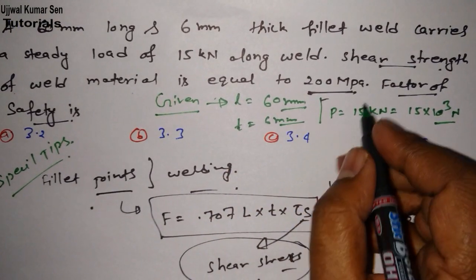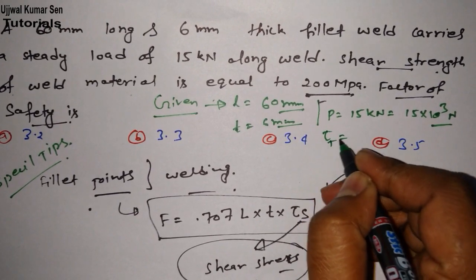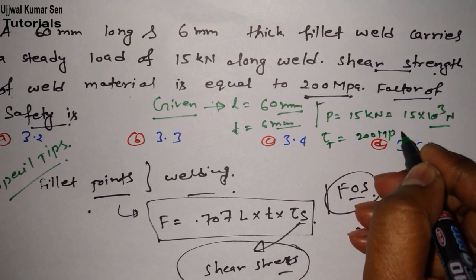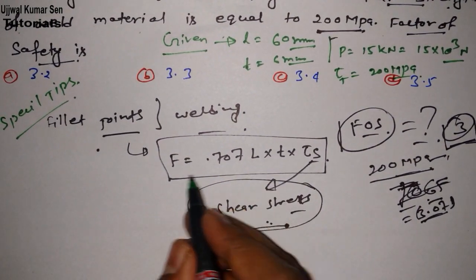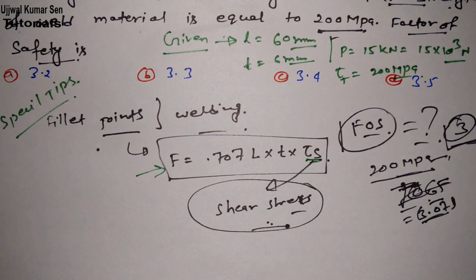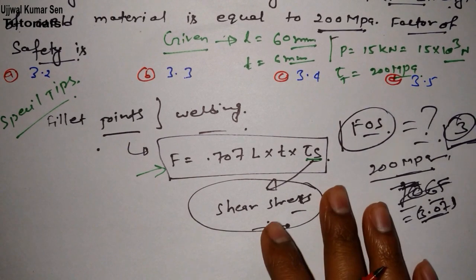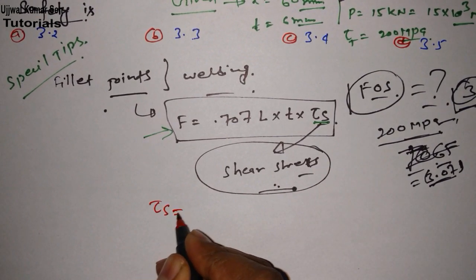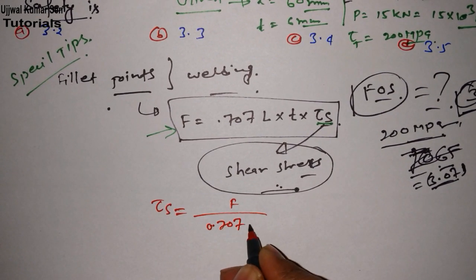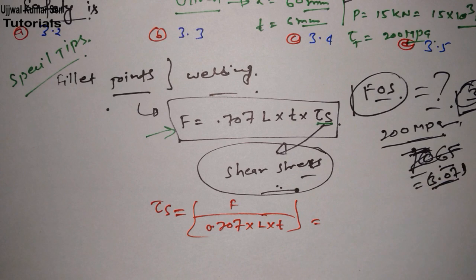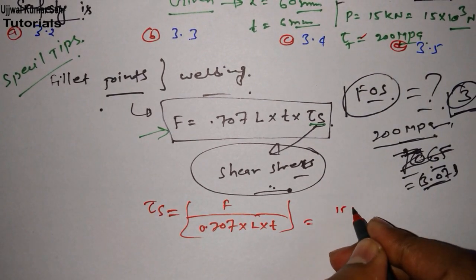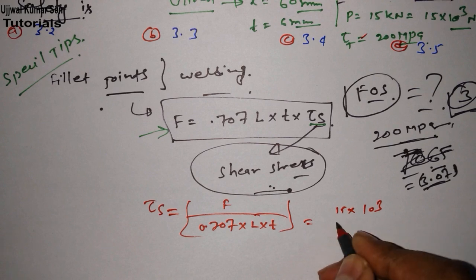Now we have given the total shear strength, which is 200 for that material. Now by using this formula, we can find tau s, as I have already shared with you how we can use this formula to find shear stress. So let's say shear stress is equal to force over 0.707 length into thickness, right? Now just put in our values: 15 kilonewton force, 15 into 10 to the power 3 Newton.